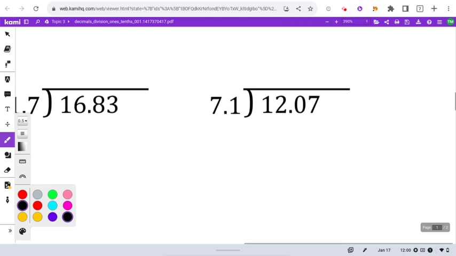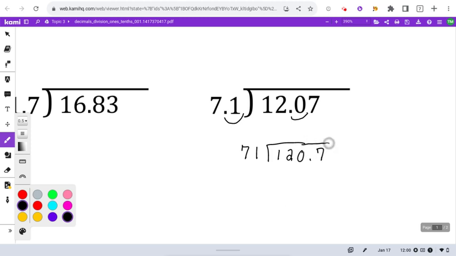So let's try another one. Let's do this one here. So decimal over 1, change it to 71. Decimal over 1, change it to 120.7. Okay, now, another thing you can also do, you can already put the decimal up here so you don't forget, or you can do it after you write the number in here. Either way is fine. But if you're forgetting to write the decimals on your answers, just do it right away.